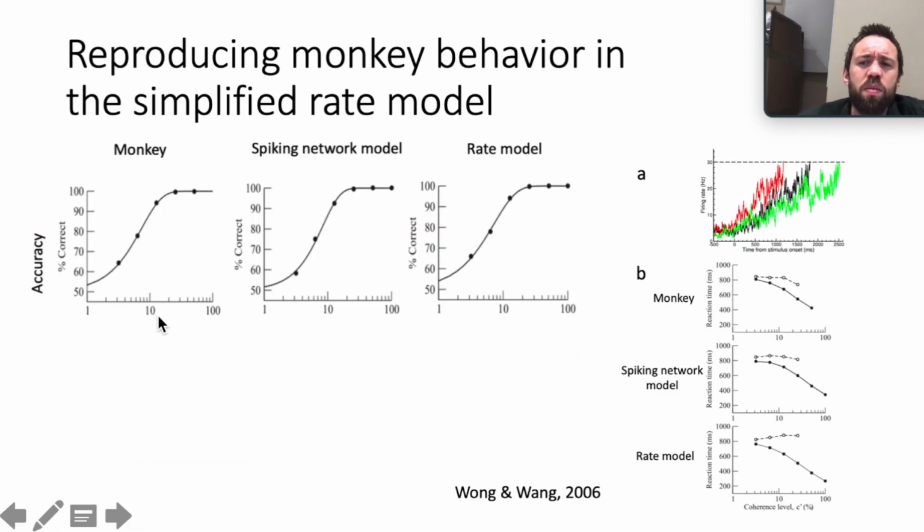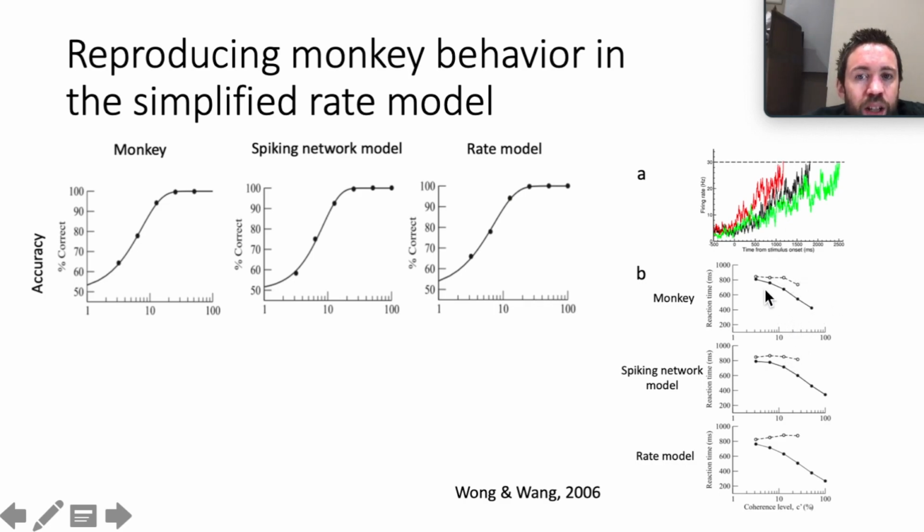Now, this reduced model seems to do a very good job at reproducing the monkey behavior. Here we can see the monkey behavior with increasing coherence. It goes from close to chance, when the coherence is very low, up to almost perfect behavior. The spiking network model that we studied a few slides ago reproduces this very well, and the simplified rate model with only 2 equations also does a very good job. Here in the rate model, we can see with high, medium, and low levels of coherence, the integration of the information and the increase in the firing rate towards the threshold.